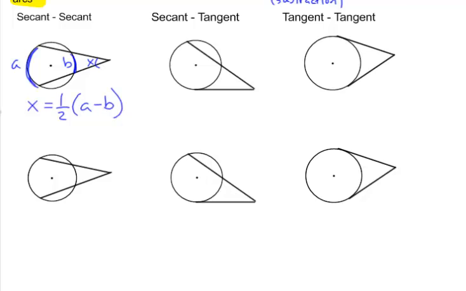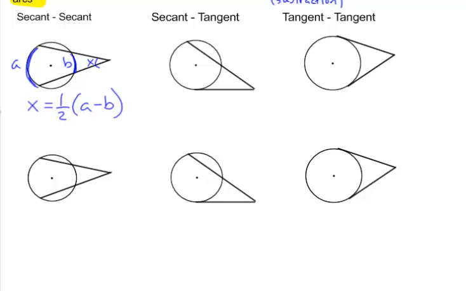Now you always want to do the larger arc minus the smaller arc. And we need to remember with subtraction that the order matters. If you flipped that around, you'd end up with a negative angle. And we're not looking for a negative angle. So those secant ones are the most straightforward.